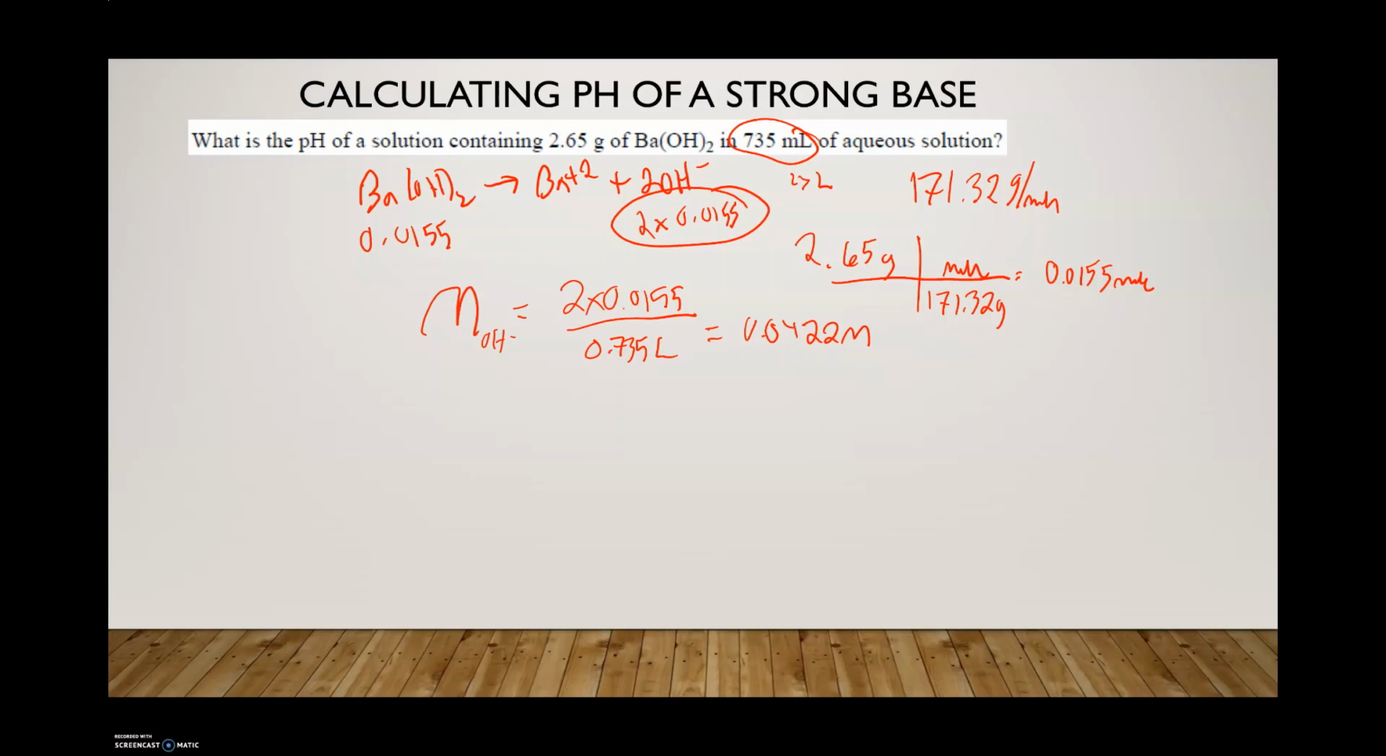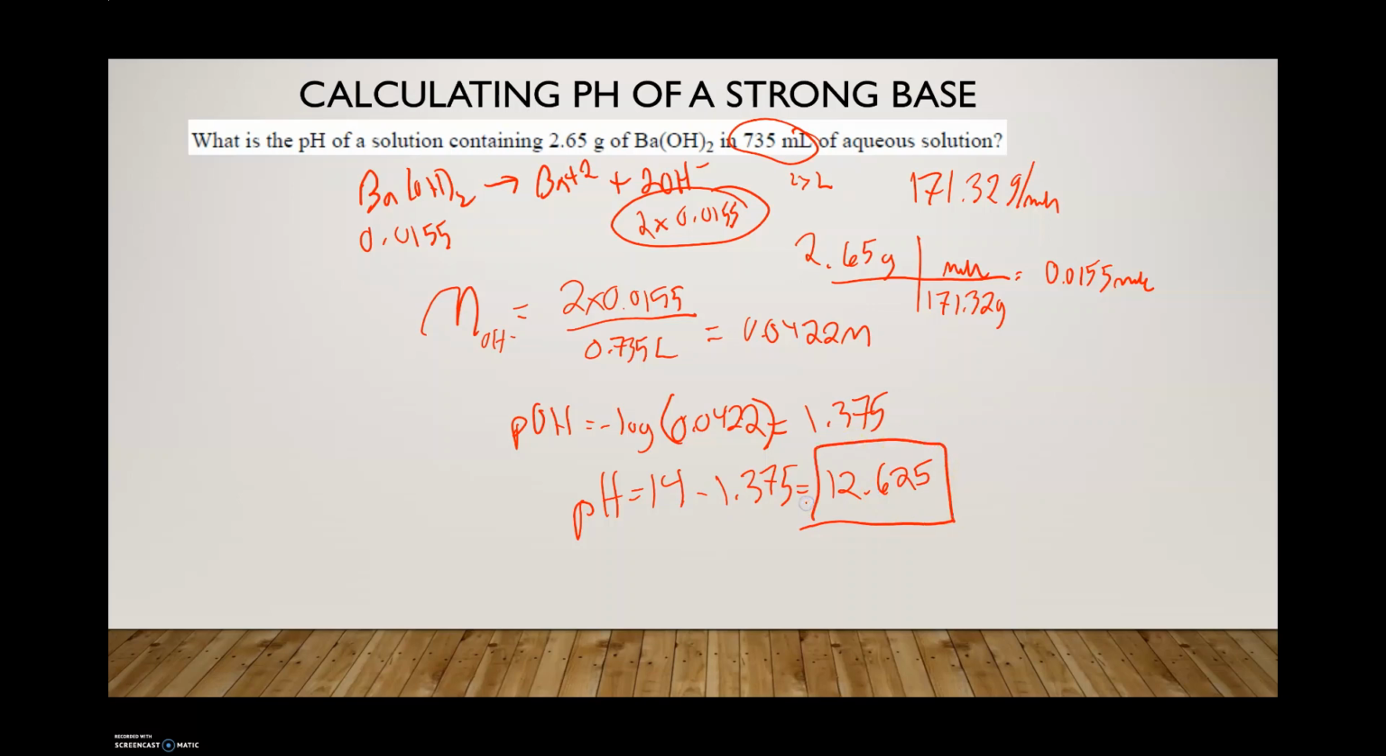We're going to figure out the pOH first because we're dealing with hydroxide. You take the negative log of 0.0422 molar, and we get 1.375 for the pOH. To figure out the pH, we do 14 minus 1.375, and we end up with 12.625 for our answer. We get a basic pH, as we should, because we're dealing with a basic solution.